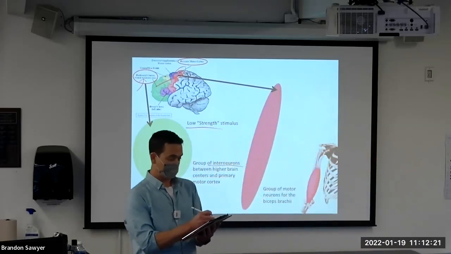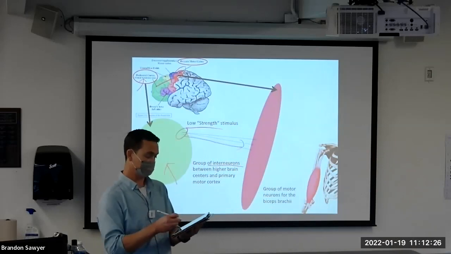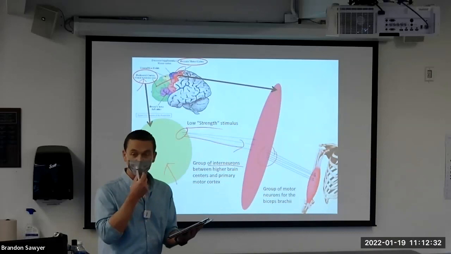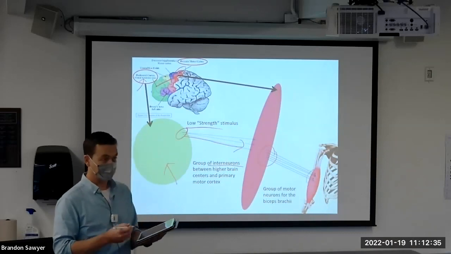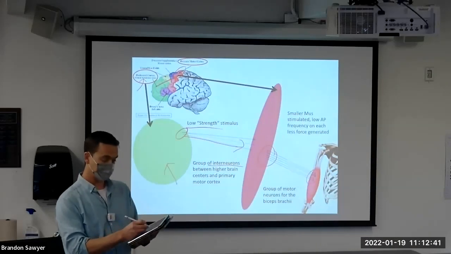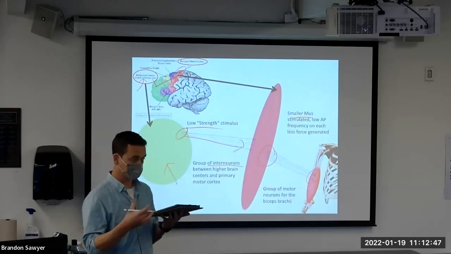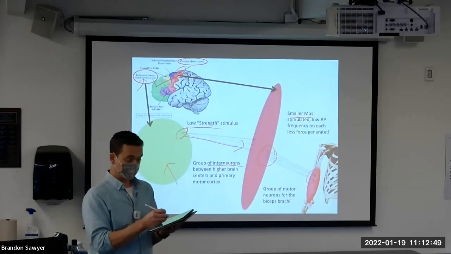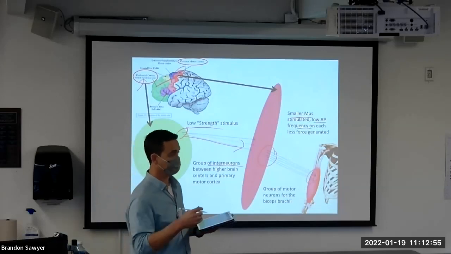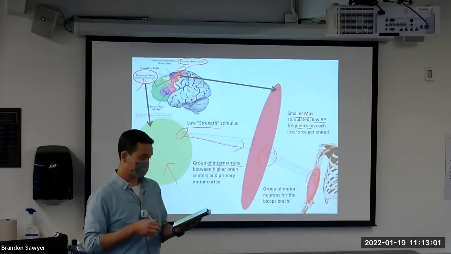So we're going to activate a certain number of neurons here that are going to send their signal back to the primary motor cortex. That's going to activate a certain number of motor neurons, and then those are going to go down and activate the muscle. So it's a low strength stimulus. Again, that size principle tells us that we're going to activate the smaller motor units first. So we get the smaller ones, we don't get quite so many, and on each of those we have a low action potential frequency. So we don't get quite as much acetylcholine release, calcium release, or active myosin binding.